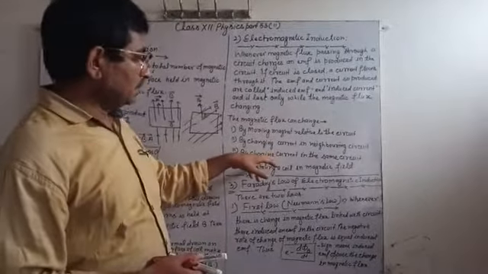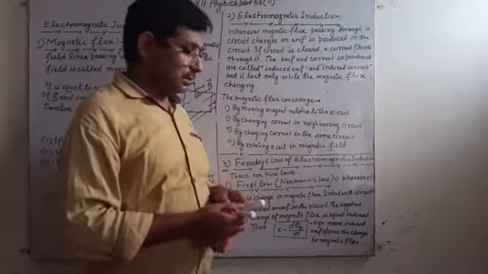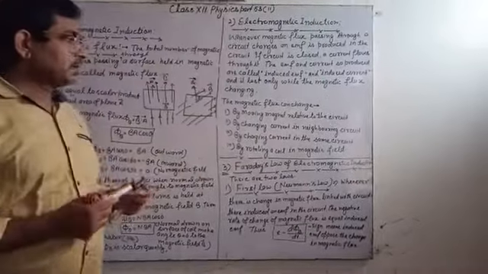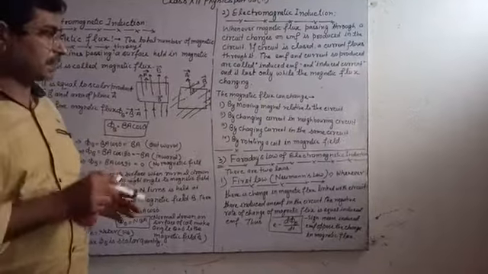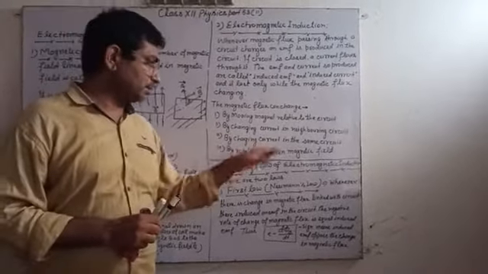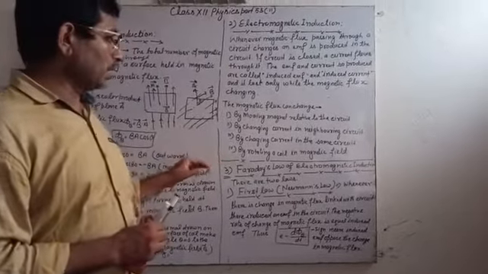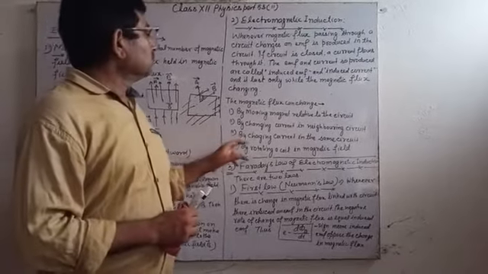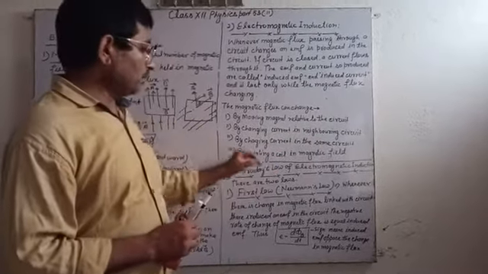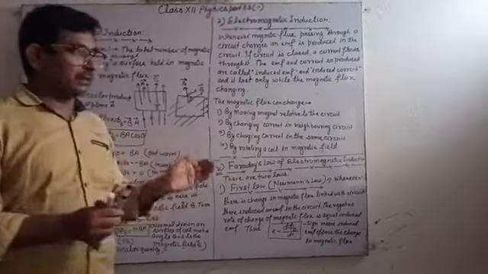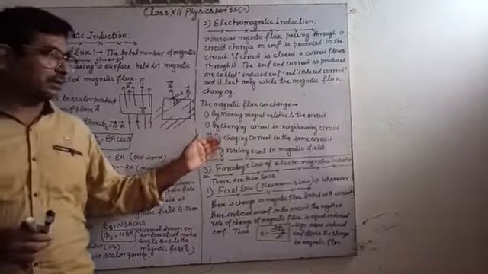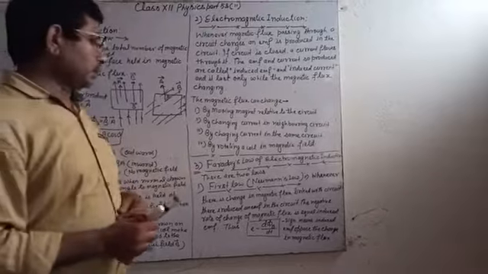Third, by changing the current in the same circuit: if we change the current in the same circuit continuously, then the flux linked with the same circuit changes. Hence induced EMF is produced in that same circuit, which opposes the main current. If the main current is increasing, it opposes the increase of the main current. If the main current is decreasing, it opposes the decrease of the main current.